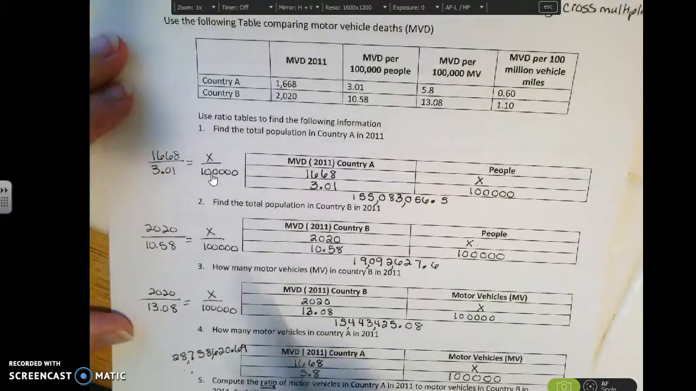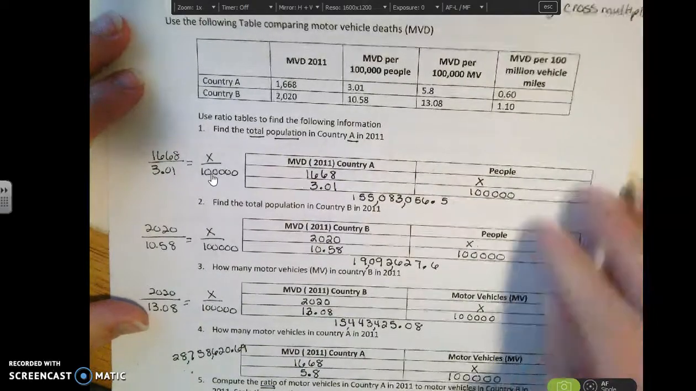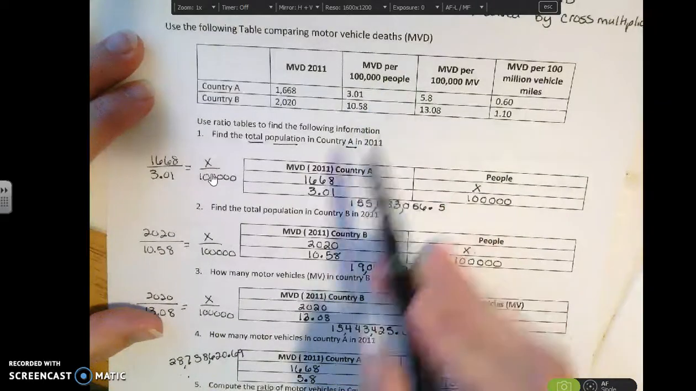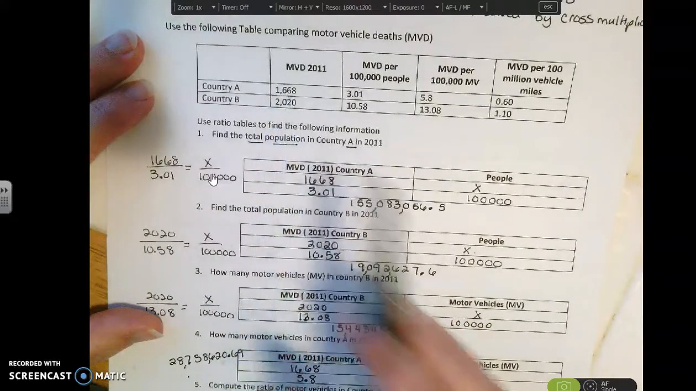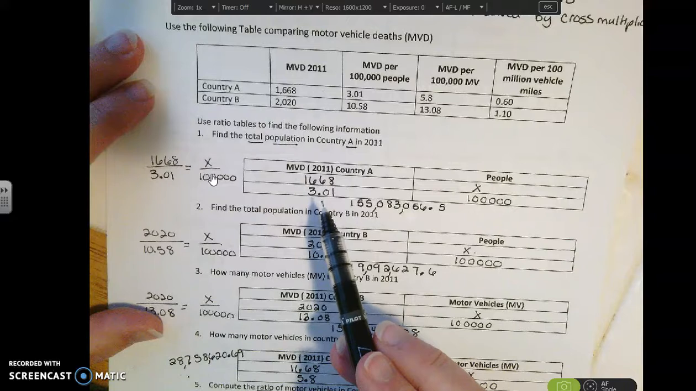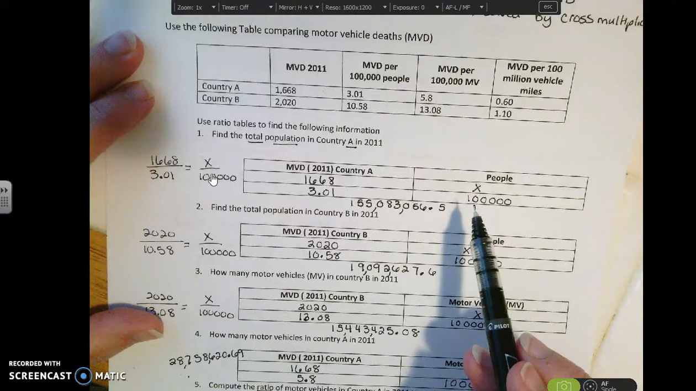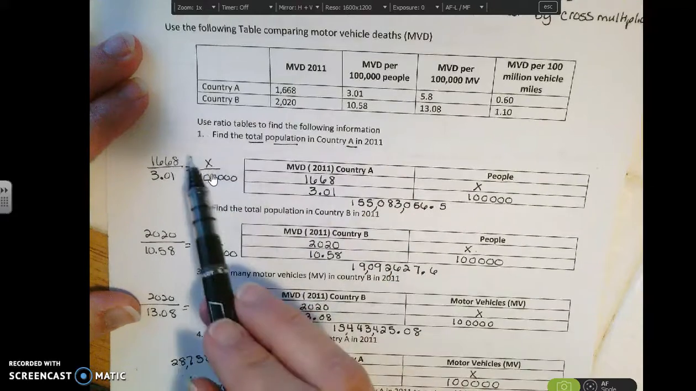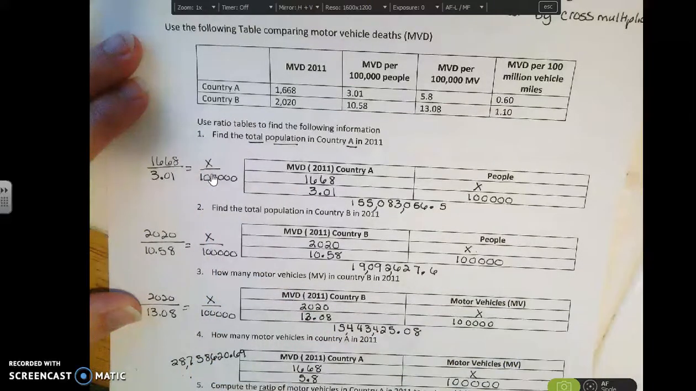So here's some of the information that we want to get. Our first one says, find the total population in country A. So we need to find the ratios up here that deal with population. The population are people. So when we're setting this up, we want to set up the 1668, which is the motor vehicle deaths, and the 3.01 are the people, and it's 3.01 per 100,000. So if I set up my proportion, I can use my table just like I've written it, and I can write the 1668 over 3.01 equals x over 100,000.